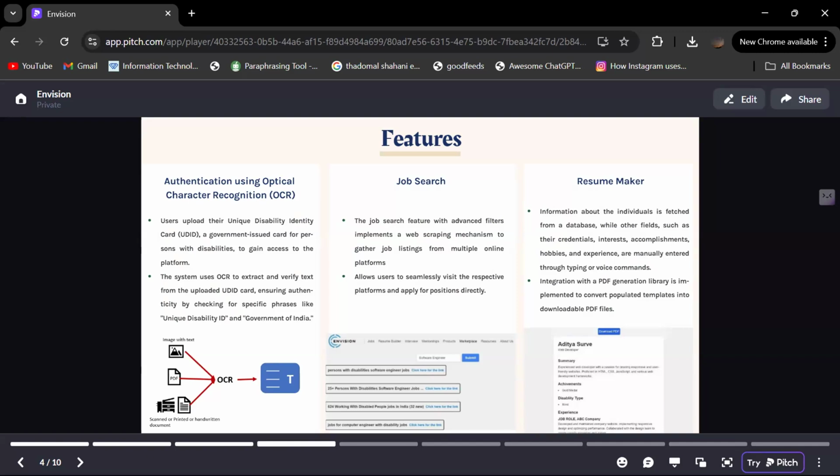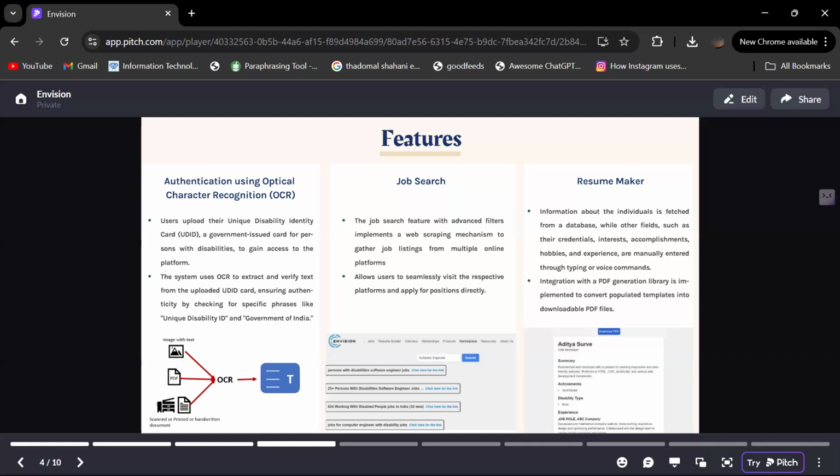OCR works like a scanner, turning the words on the card into digital text that the computer can understand. After the text is extracted from the system, it checks carefully to make sure that the card is real and valid. It does this by looking at the specific phrases on the card, such as unique disability ID and Government of India. These phrases help confirm that the card is authentic and issued by the government. This process helps to ensure that only legitimate people with a UDID card use the platform, making it secure and trustworthy.